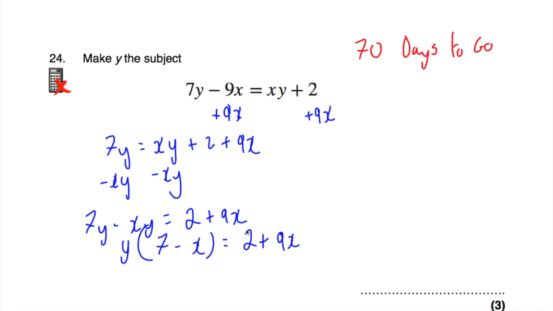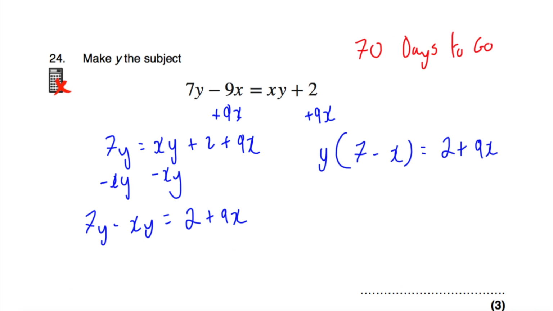Now I'm just going to move this up here, just so I've got a bit more space. Now I want to get the y on its own, so here we've got y multiplied by this bracket. So we don't want this bracket here, so let's divide both sides by 7 minus x.